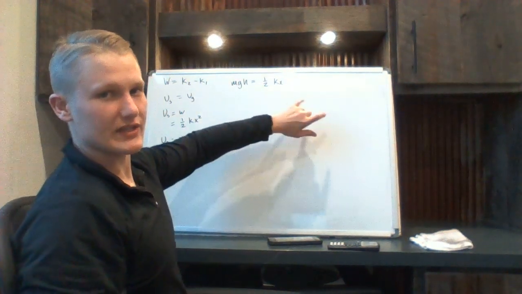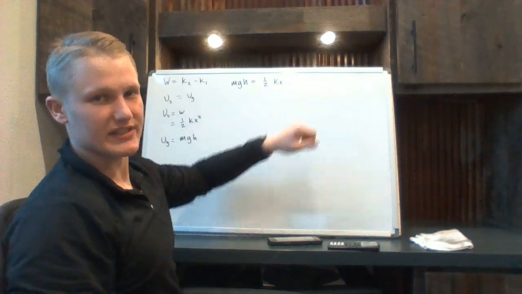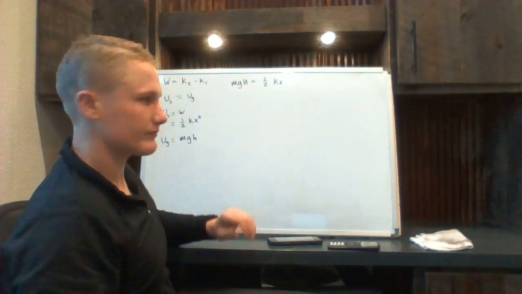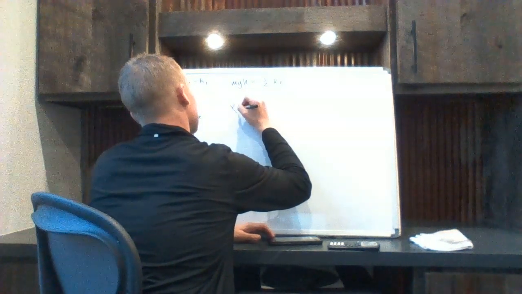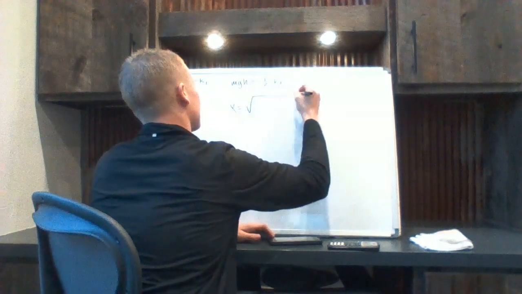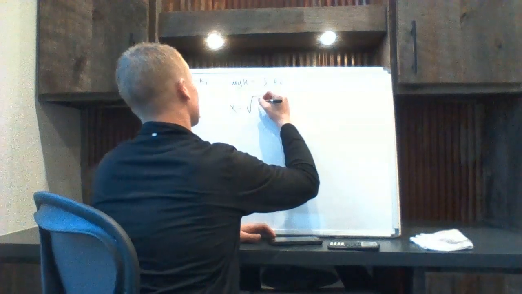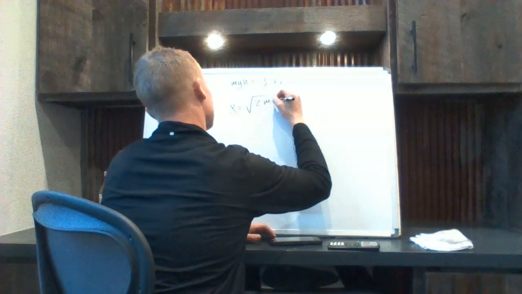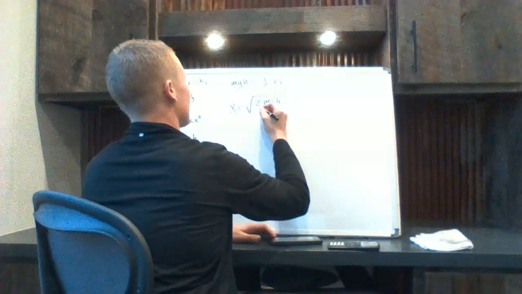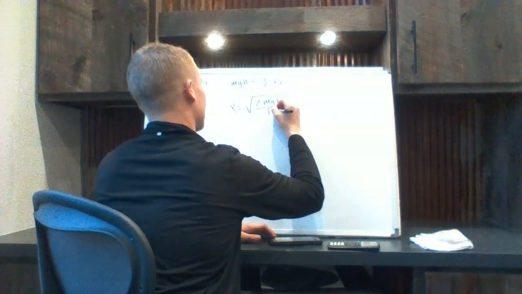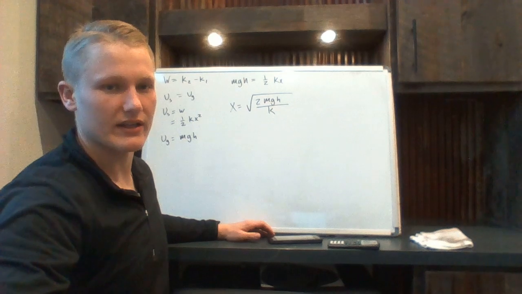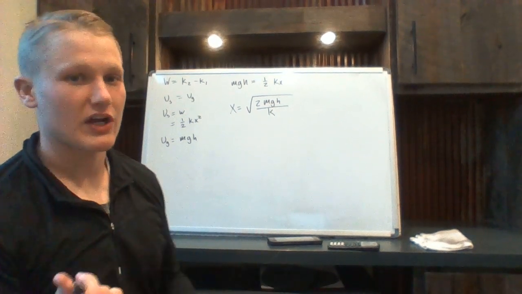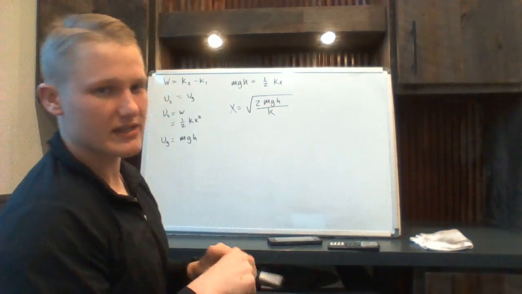Now, like I said, we can solve for x, which is the distance we need to compress the spring. That would give you x equals the square root of 2mgh over k. So I do have that correctly. And now we can plug and chug. It's pretty easy.